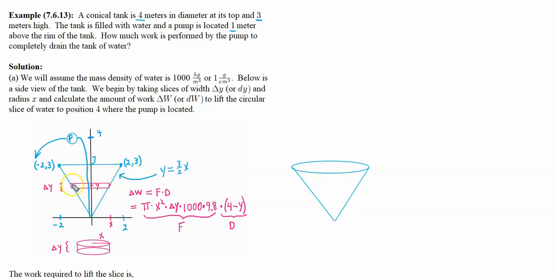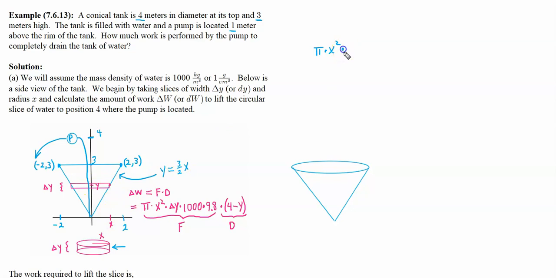Okay, so down here we have a 3-dimensional rendering of this little slice right here. Now we want to calculate how much work it takes to lift this slice up to position 4. Keep in mind it is located at position Y right here. So we need to calculate the mass of this slice right here. Okay, well the mass is going to be the volume times its mass density, right? So the volume of this slice of water right here is going to be pi times x squared. That's the radius, right? This distance right here is x.